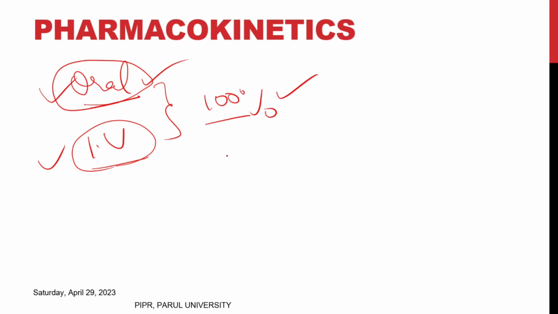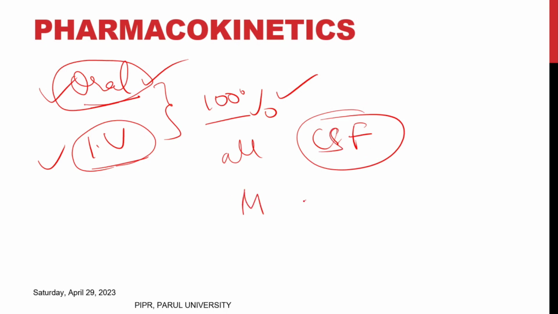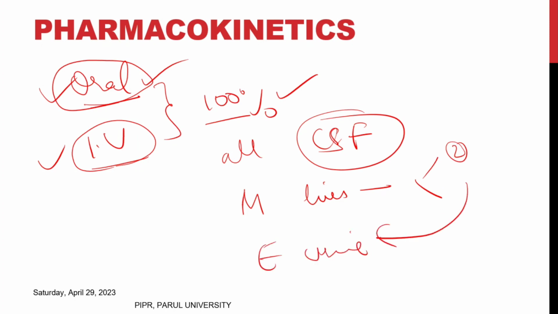It is distributed to all parts of the body, particularly to the cerebrospinal fluid also, and it is metabolized in the liver. In the liver, linezolid is metabolized into two inactive forms, and the inactive forms are excreted through urine. So this is about pharmacokinetics.